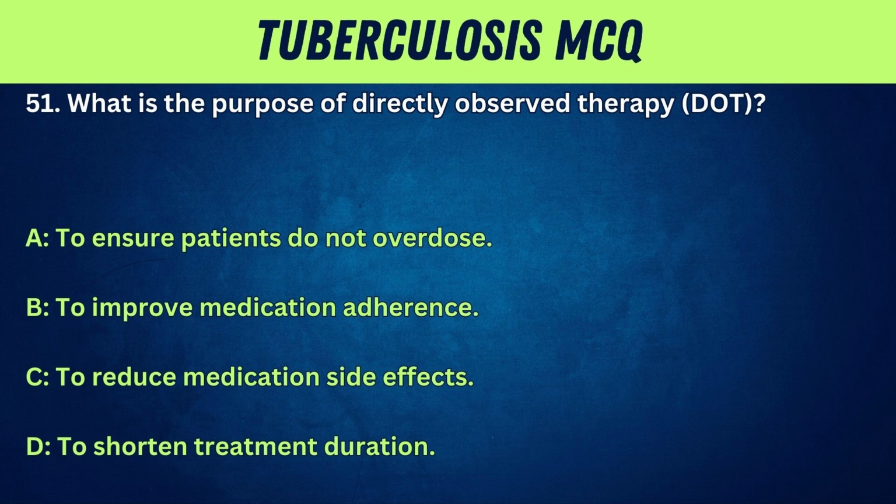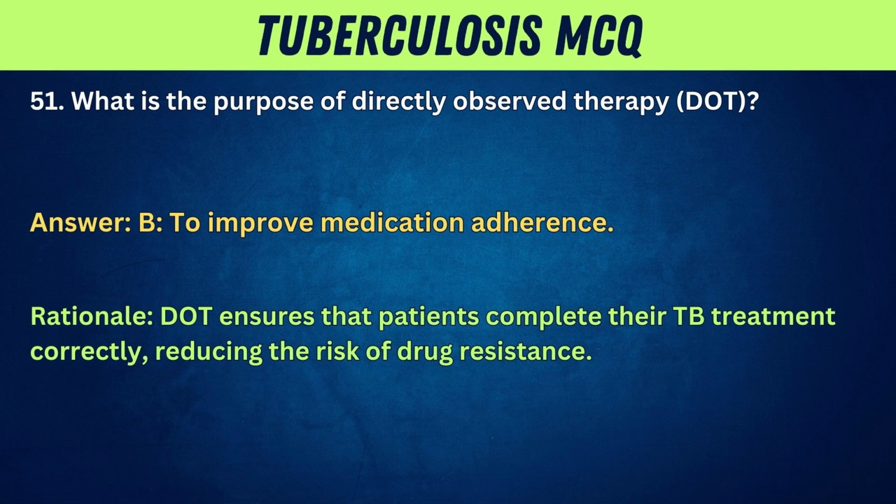C. To reduce medication side effects. D. To shorten treatment duration. Answer: B. To improve medication adherence. Rationale: DOT ensures that patients complete their TB treatment correctly, reducing the risk of drug resistance.